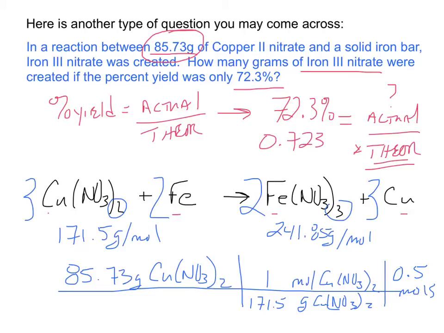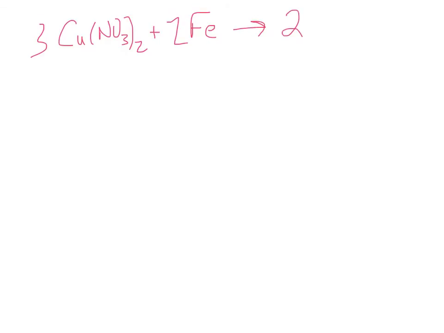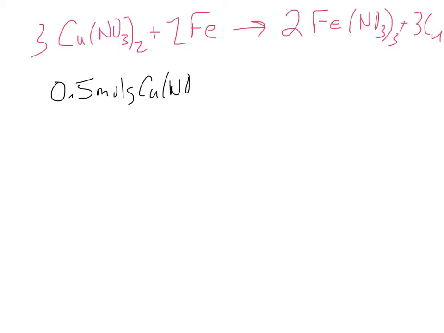Let's go to the next page, and we're just going to start with this right here, and then our balanced chemical equation. We've got our balanced chemical equation up here at the top. So we'll put our copper 2 nitrate plus iron metal, and this was 3, and this was 2, and then over here, if I remember right, we had 2 iron 3 nitrates and we had 3 coppers. Now we know that we had 0.5 moles of our copper 2 nitrate.